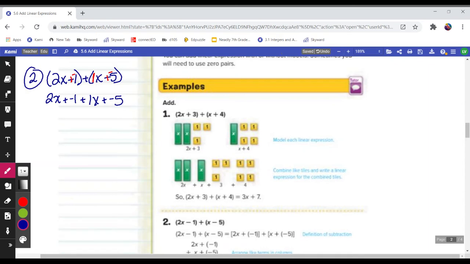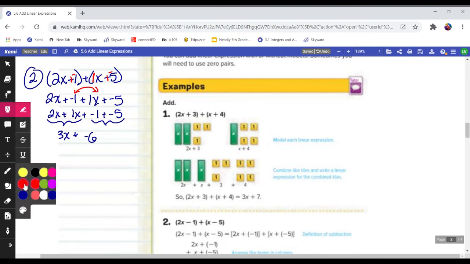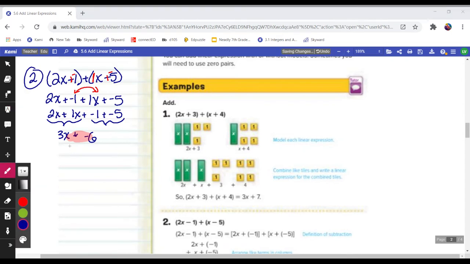So I'm going to use the commutative property of addition, and I'm going to switch the order of some of my terms. So I'm going to switch negative 1 and a positive 1x. 2x plus 1x plus negative 1 plus negative 5. So I'm going to put my like terms together. 2x plus 1x is 3x. Plus negative 1 plus negative 5 is negative 6. Well, my last step is to change this plus negative into a minus. So my answer is 3x minus 6.